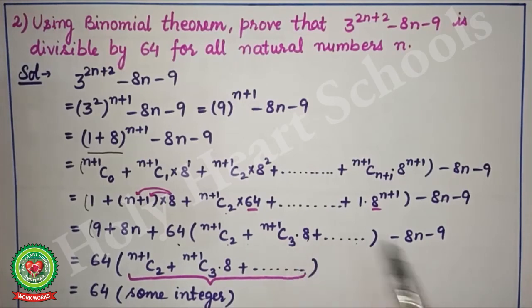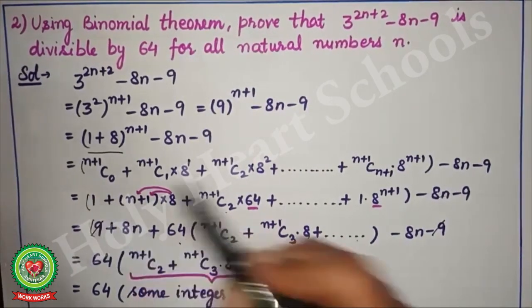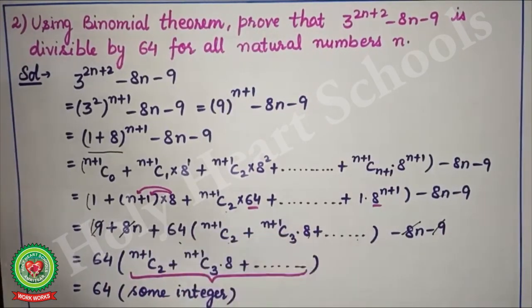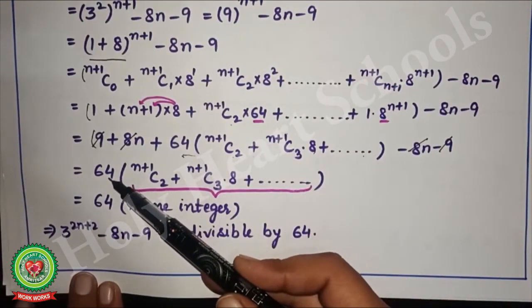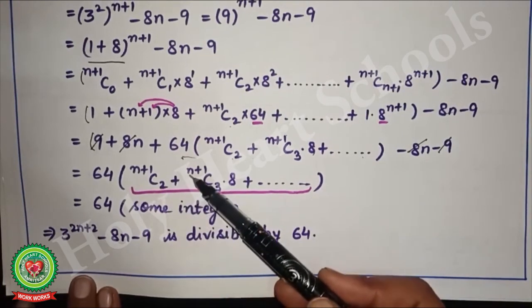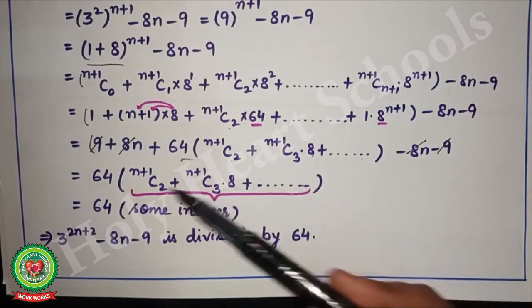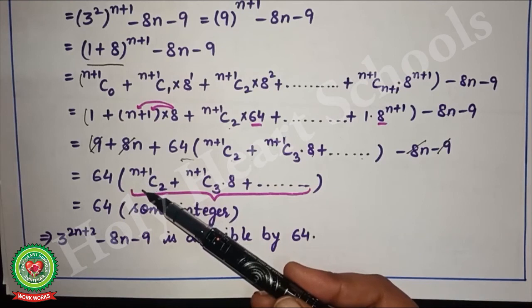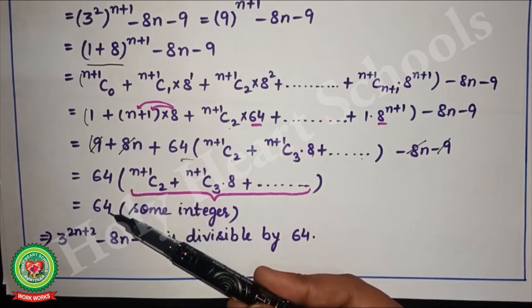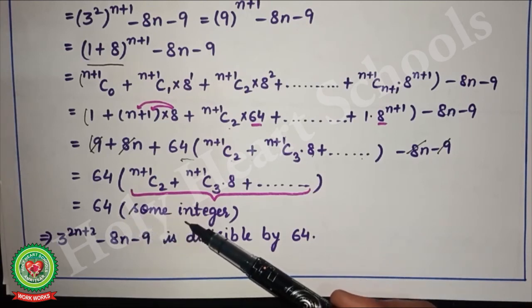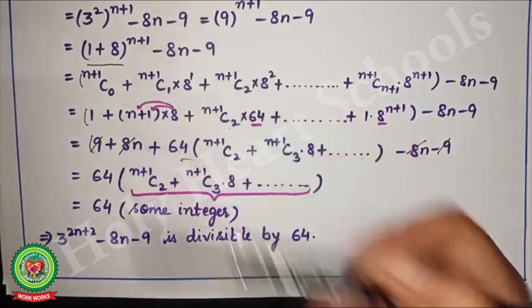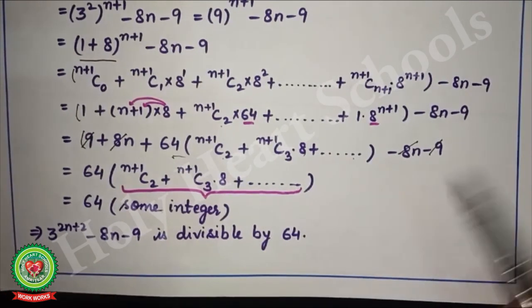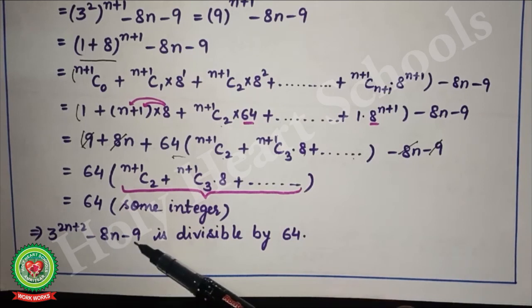Now you can see here minus 9 will cancel with the plus 9. Minus 8n will cancel with the plus 8n. Now look at the left out terms. We are left with these terms only. That is 64 multiply n plus 1 C2 plus n plus 1 C3 into 8 plus so on. Now when you solve it, we know that we always get some integer. So the form becomes 64 into some integer. So we have shown that 64 is a common factor. So the full expression is divisible by 64. Therefore 3 raised to power 2n plus 2 minus 8n minus 9 is divisible by 64.